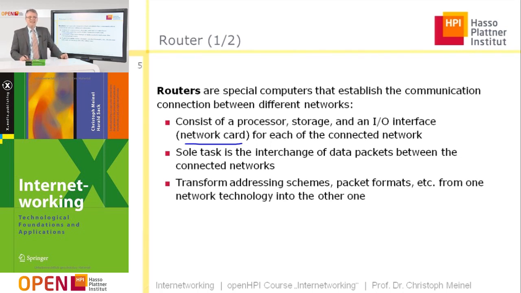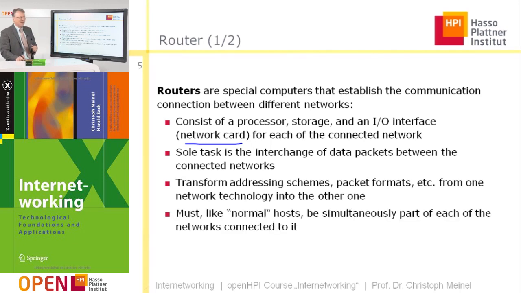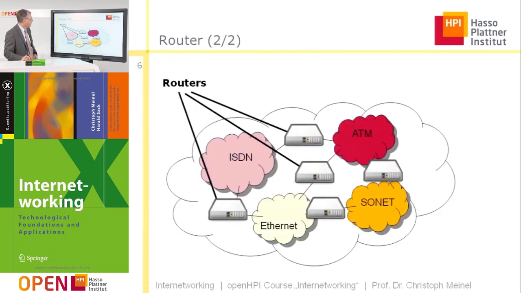The router needs, for that reason, to transform the addressing scheme, to transform the packet formats, to do some adaptation so that the features in one network technology are mapped in the best way to the features of the other network. The packet should be forwarded. The routers themselves need to be connected like a normal host to each of the networks for which they do such transformation work. So routers are simultaneously part of each network to which they are connected.